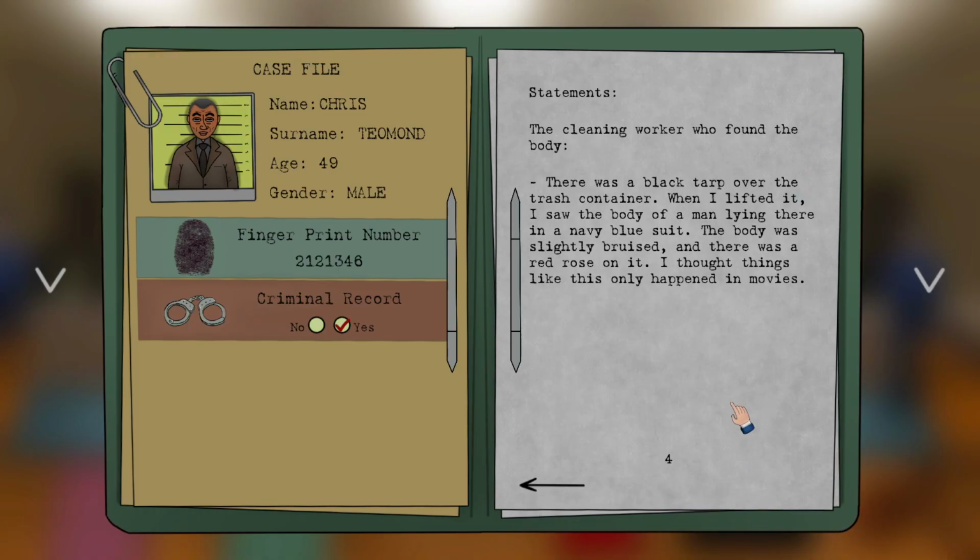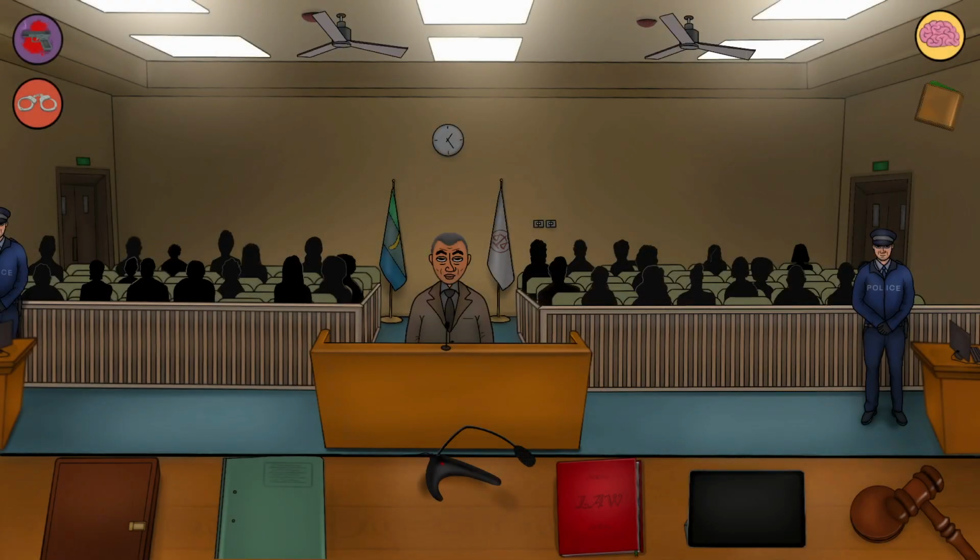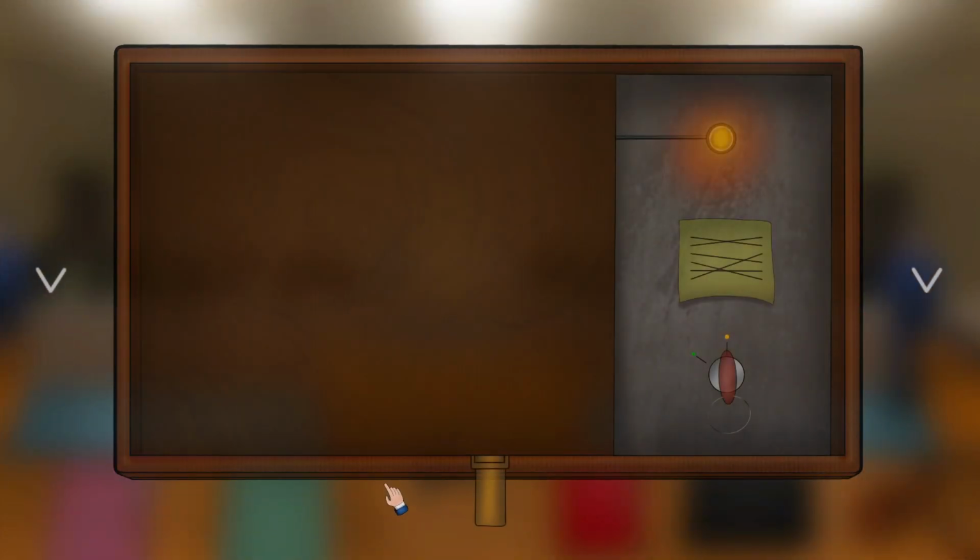Next page. Statement. The cleaning workers were the ones who found the body. There was a black stripe over the trash container when I left it. I saw the body of a man lying there in a navy blue suit. The body was slightly bruised and there was a red rose on it. I thought things like this only happen in the movies. Another red rose? Hold on. Don't tell me.